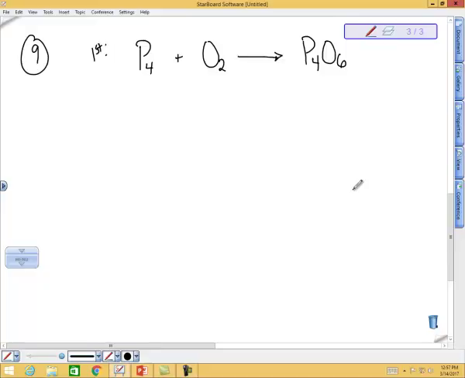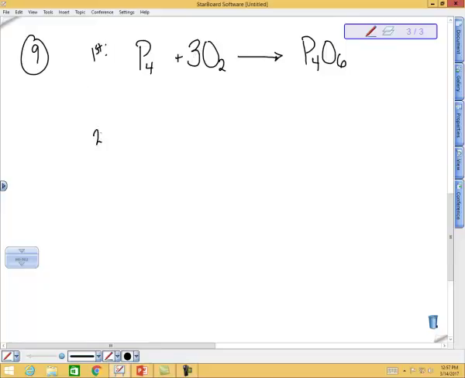Is it balanced? No. On the left, you only have 2 oxygens, but on the right, you have 6. Okay, the P's are balanced. That's fine. All right, so I'm going to put a 3 right here. Okay, there's your first reaction.